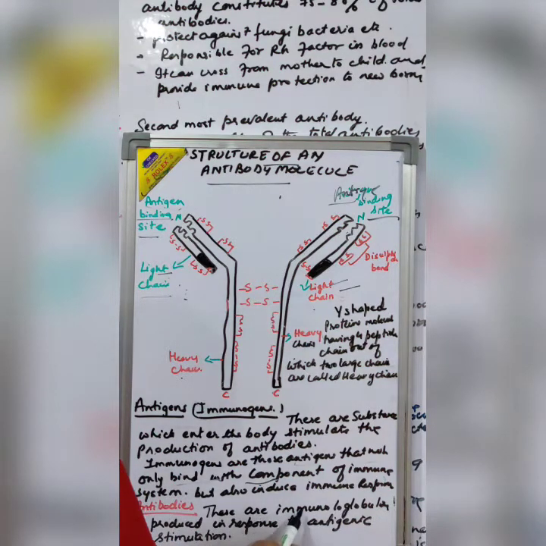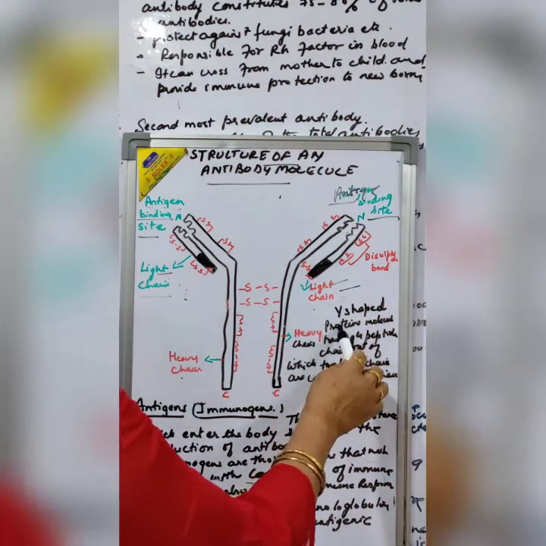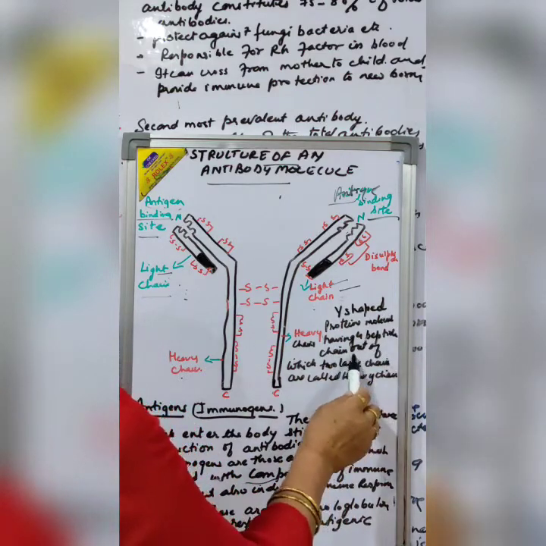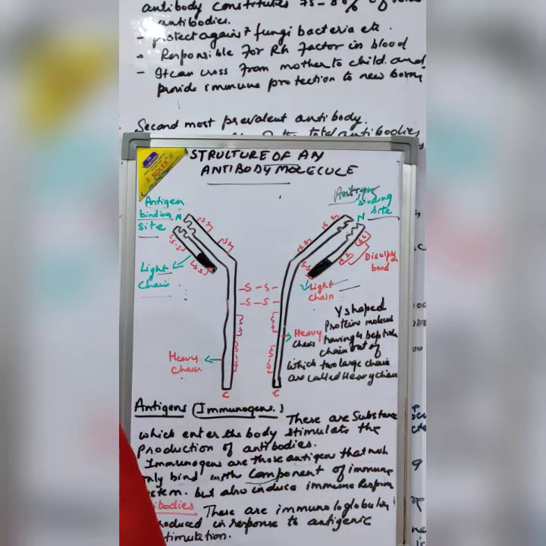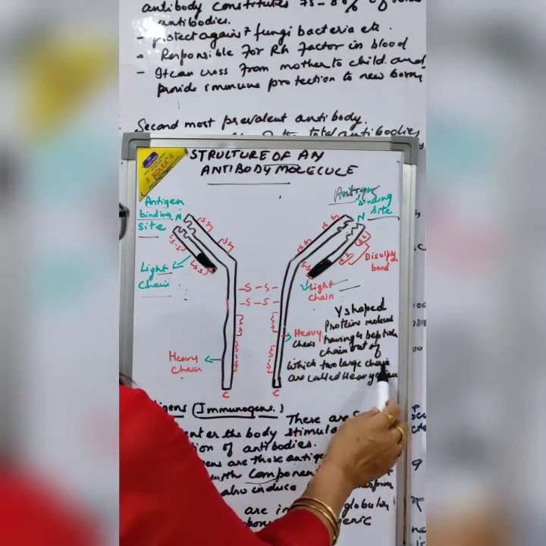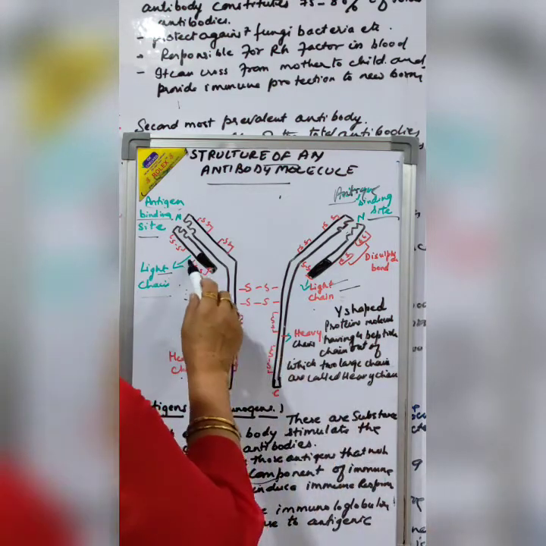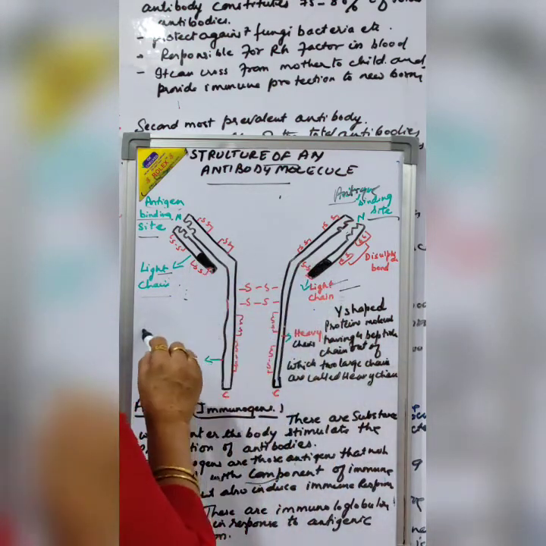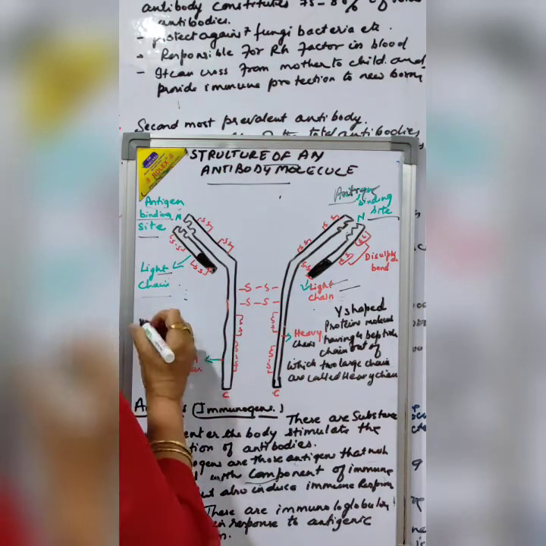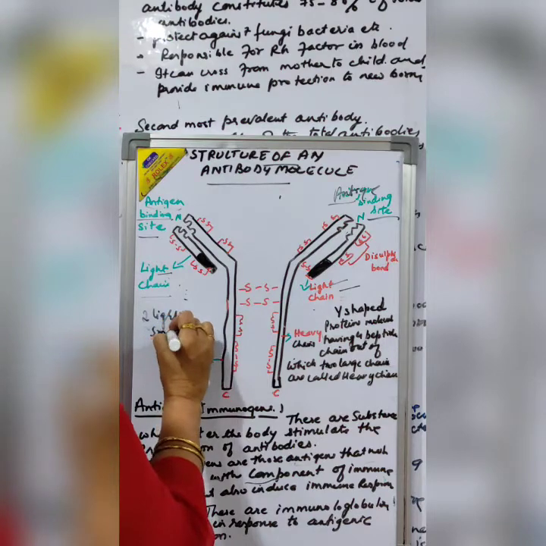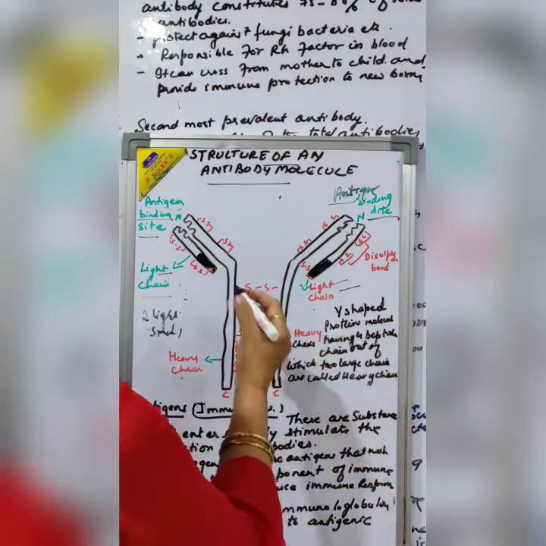Antibodies, these are the immunoglobulins produced in response to antigen stimulation. Y-shaped protein molecules have 4 peptide chains, 1, 2, 3, 4 peptide chains, which are 2 large chains, that is heavy chains, and 2 small chains known as light chains. 2 small are light chains and 2 large chains are the heavy chains.